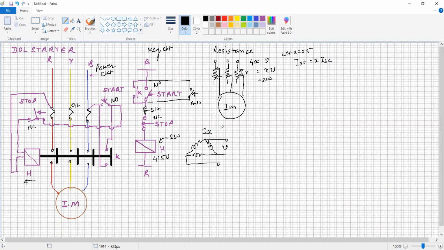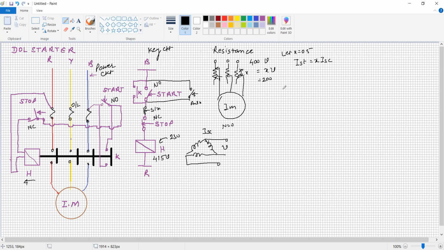Under standstill, when speed is equal to 0, we know that the three-phase induction motor is a generalized three-phase transformer whose secondary is short circuited by the end rings, whether it is a squirrel cage motor or slip ring induction motor. So when it acts as a generalized transformer and we apply the rated voltage, it will draw a heavy current, and that current is nothing but the short circuit current. So the starting current by the resistance starter is equal to X into ISC, where X is the percentage of voltage reduced by the starter.